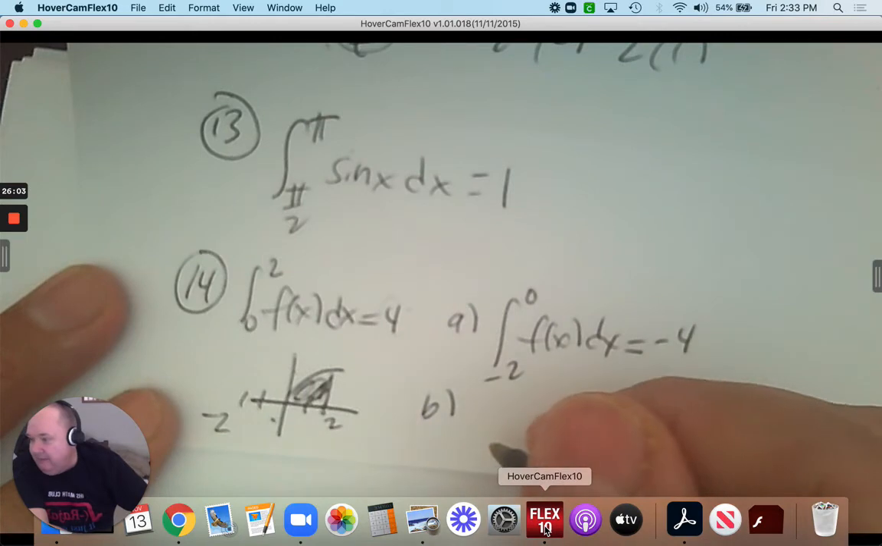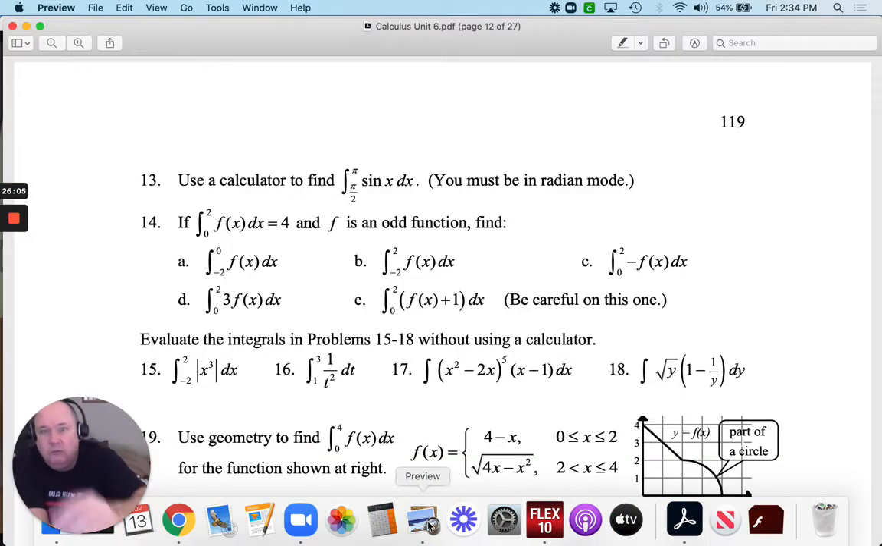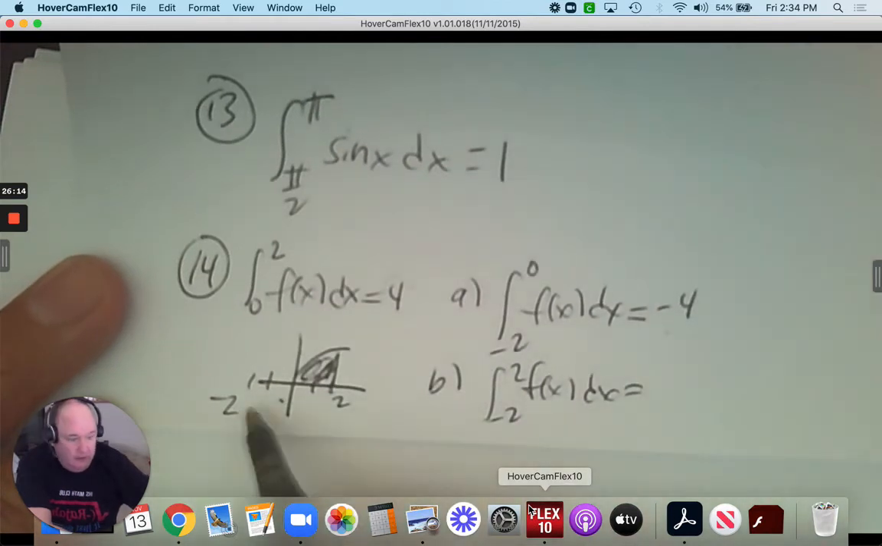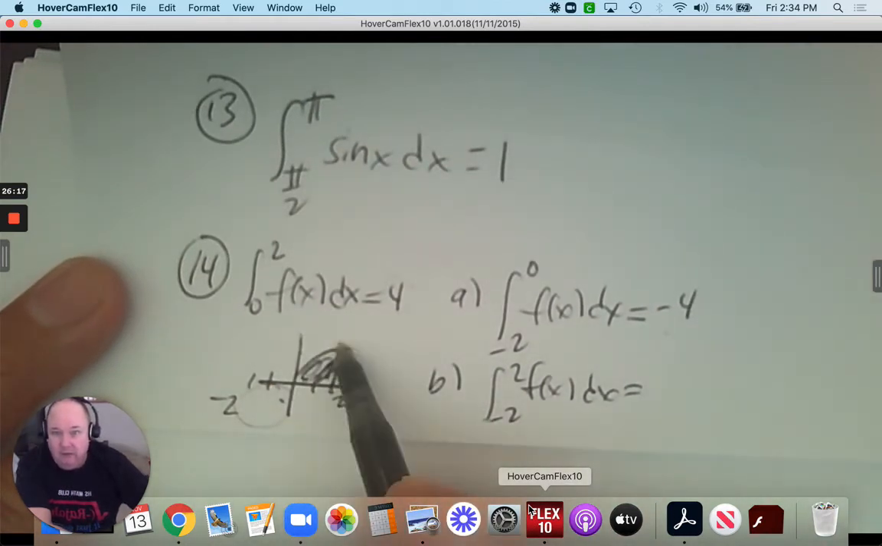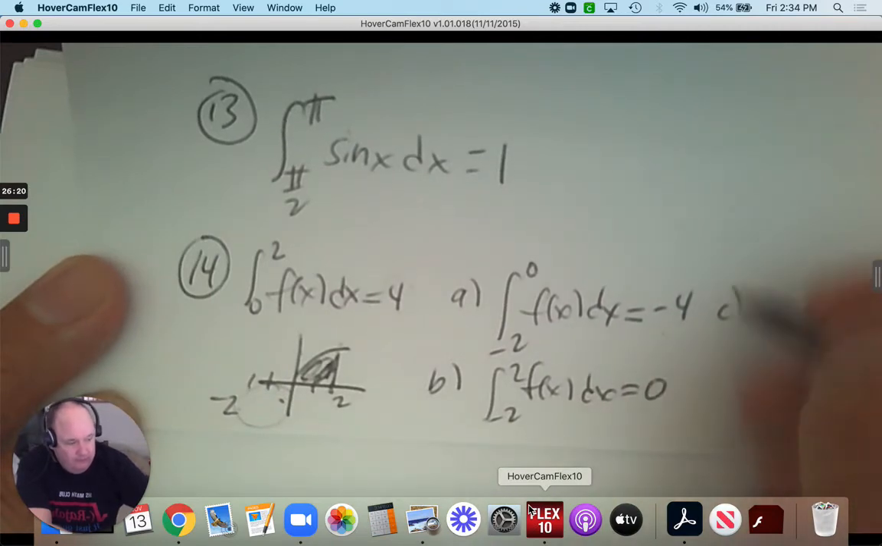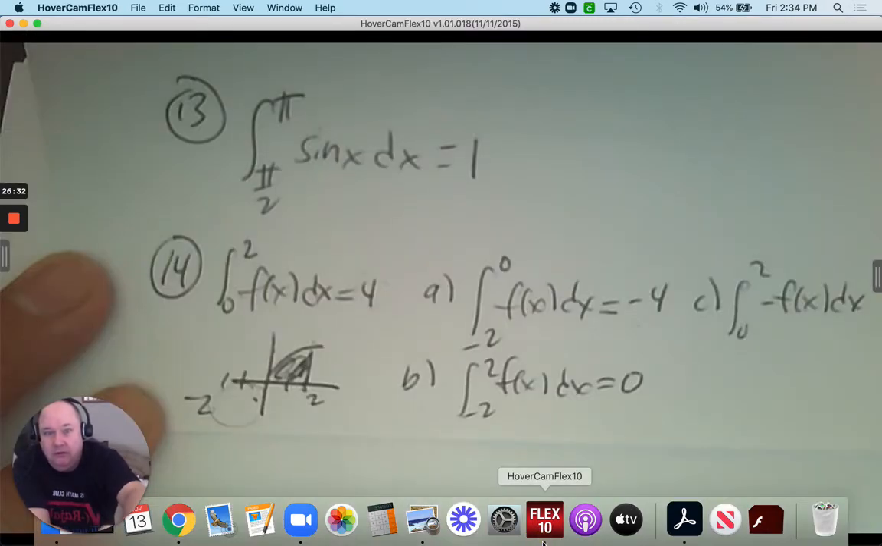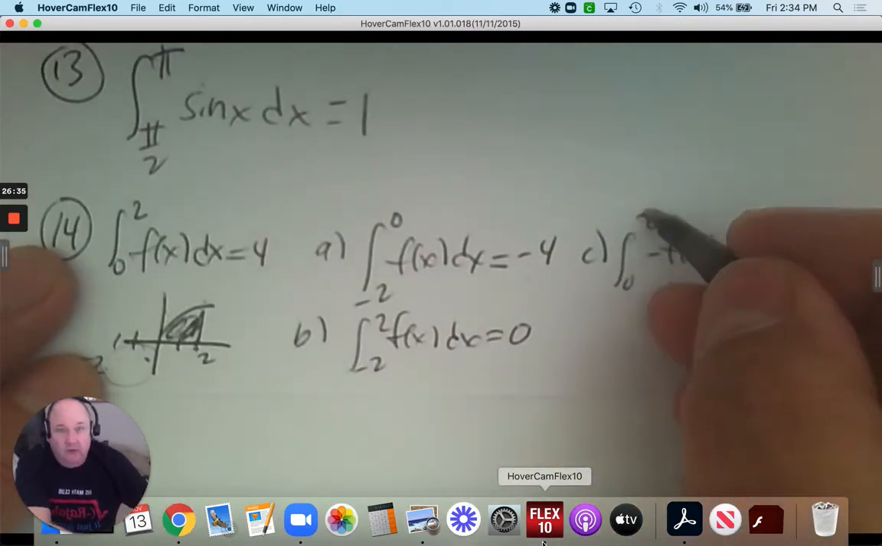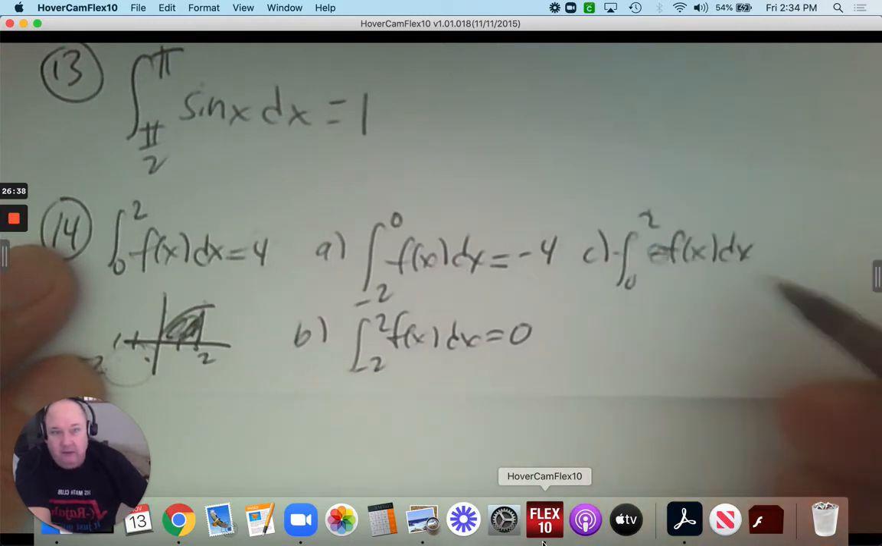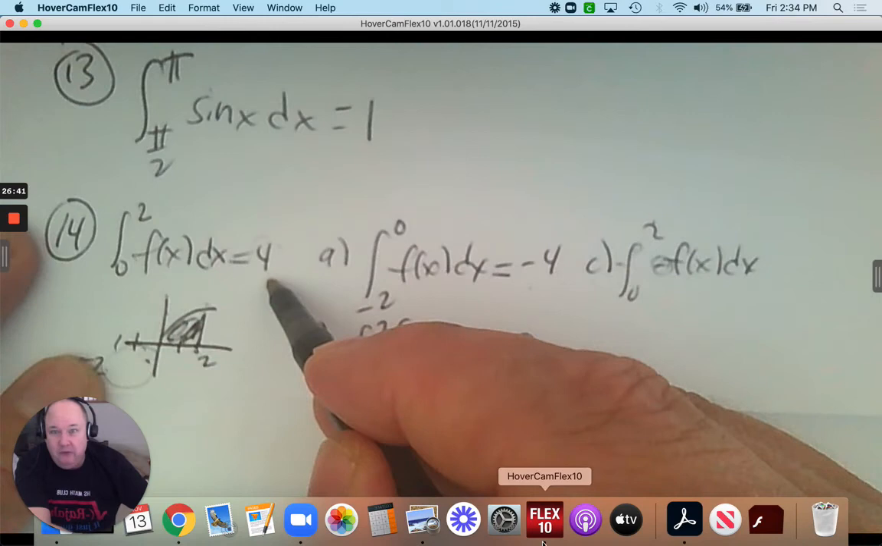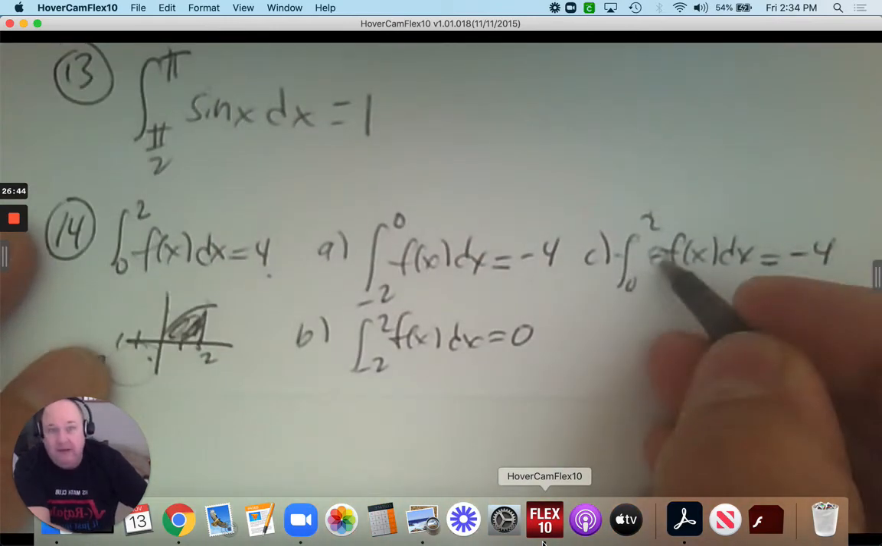In part B, it asks from negative 2 to positive 2. So from negative 2 to positive 2, the area below would match the area above. So if you add them together, it adds up to 0. Part C, we're integrating from 0 to 2, but whatever we get, the answer is going to be negative. So 0 to 2, same thing, but the answer is going to be negative because that could be out front. And so instead of positive 4, the answer would be negative 4 because of that negative.